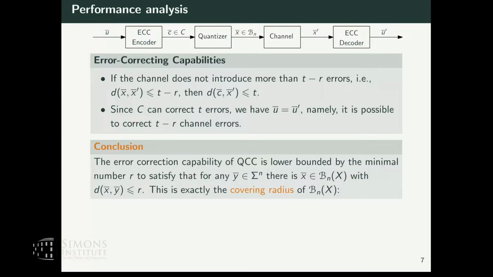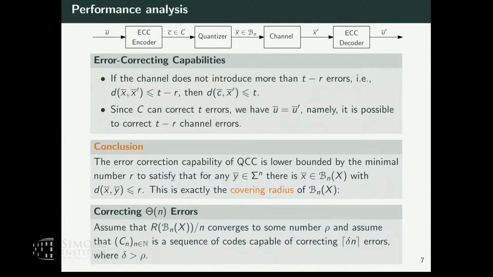So now, do we go over the main hurdle, right? The state of the art was a square root of n errors. Can we do this here? Well, let's assume that our covering radius, let's say normalized covering radius, converges to some, say, rho, which is between 0 and 1. And we have a code that is capable of correcting a fraction of delta errors. Then we are capable of working with a channel that introduces at most a fraction of delta minus rho errors, which is theta of n.